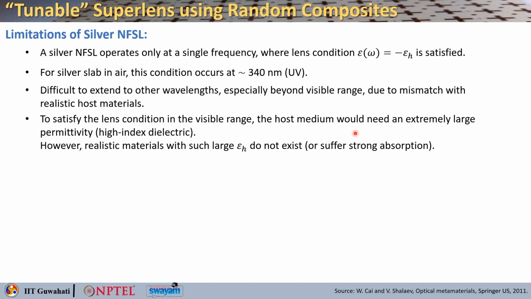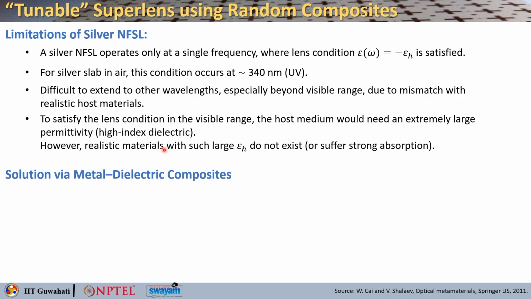Now, to satisfy the lens condition in the visible range, the host medium needs to have extremely large permittivity, so you require a high index dielectric. But in reality this kind of material with very large permittivity does not exist, or basically they suffer from very strong absorption.